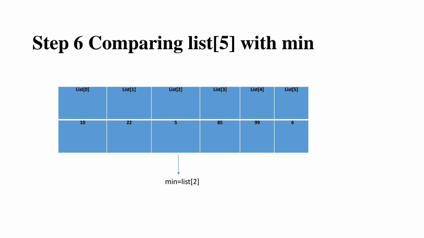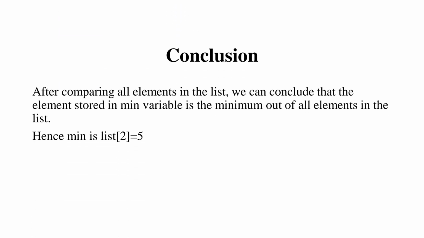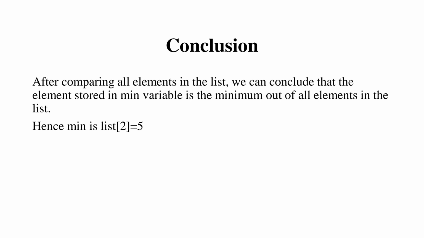As we have reached the end of the list, the condition for i equal to 1 to n is satisfied. After comparing and checking all the numbers, we find that list of 2 has the minimum value out of all values. So we print the minimum value and finally stop our algorithm. In this way, the same procedure can be applied for finding the maximum in the list also.